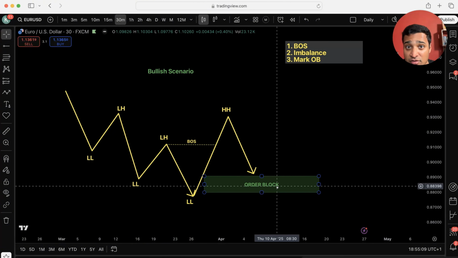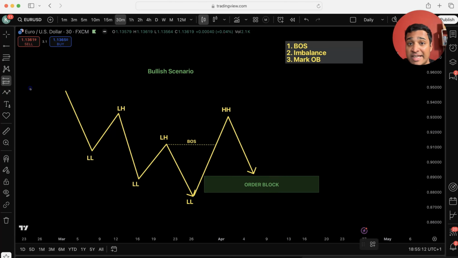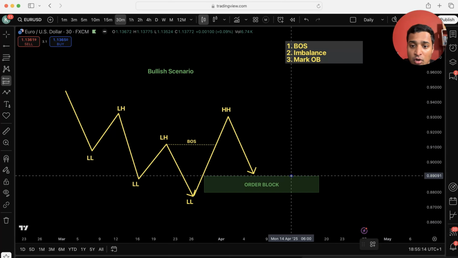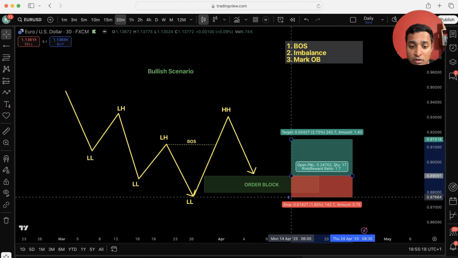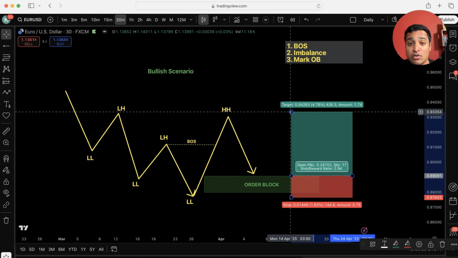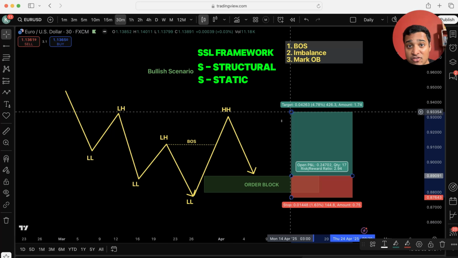And for actually entering the trade, we would put a limit entry at the top of the order block, stop loss a couple of pips below the structural low. And for take profit, you can use my SSL framework. So structural, meaning any order block to the upside or any imbalance. Static, meaning a fixed 1:3 or 1:4 risk-reward ratio, or even liquidity, so local highs or local lows.